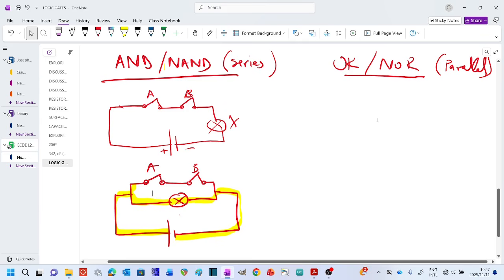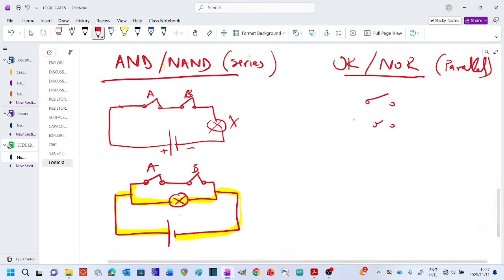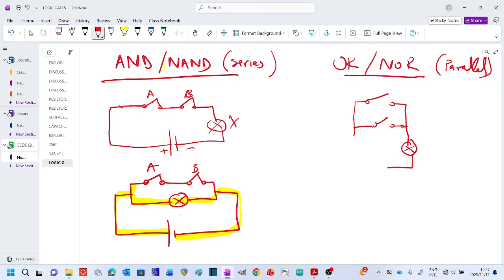So for OR and NOR, we say that the switches are in parallel. So you have the two switches in parallel, and then all of them now with the light there, and then like that. So you have the two switches in parallel, and there is your supply. So you have something that looks like this.